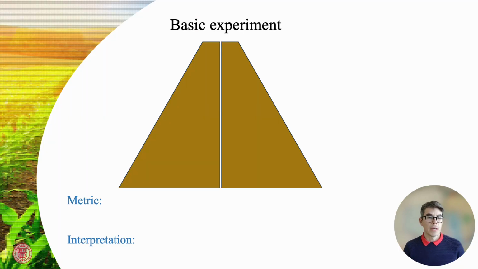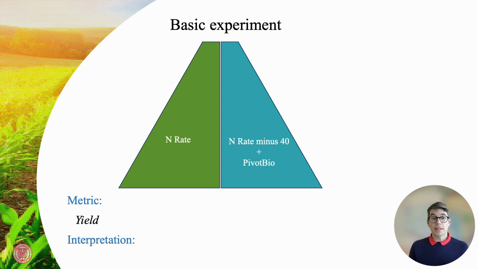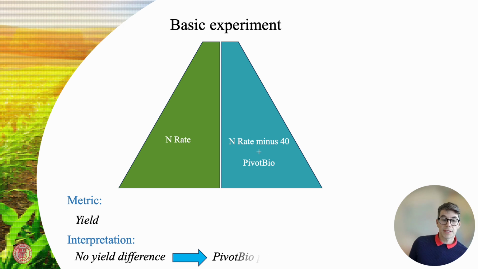So what their experiment was looking like is that they would have their control, which would be the normal nitrogen rate that they use, and then the treatment was their rate minus 40 units, and then they would add the biological to that area of the field. The metric that they are looking at is the yield at the end of the season, and the interpretation is that if there is no yield difference between those two parts of the fields, this would mean that the Pivot Bio product worked for them.